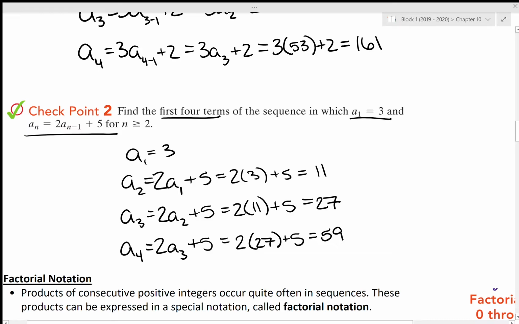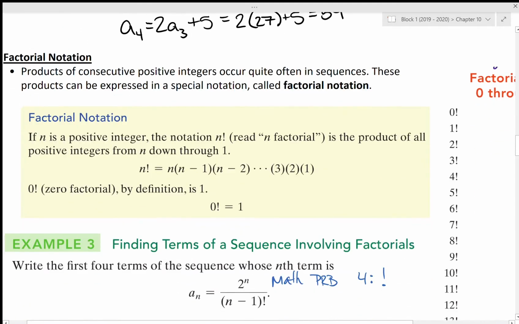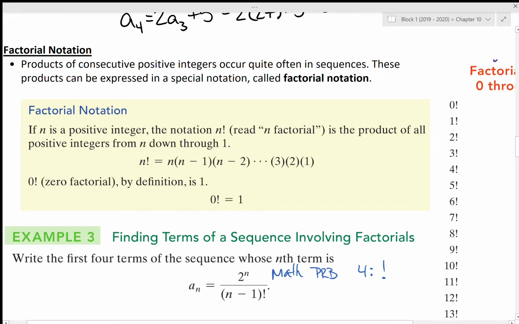So those are 2 different types of ways we could see a sequence. We could see it as a general term, where we just plug in n. And we could also see it as a recursion formula, where we're actually using a term. All right, once we have A of within it, then it's a recursion formula. Now, factorials. You have seen factorials before, okay? It's kind of the exclamation point operation within math.